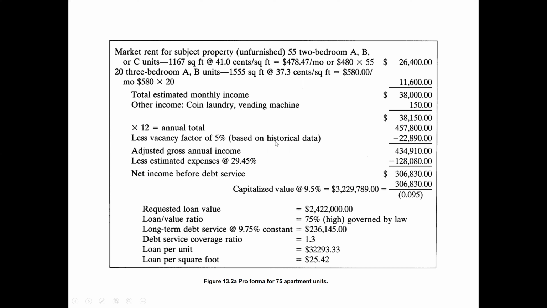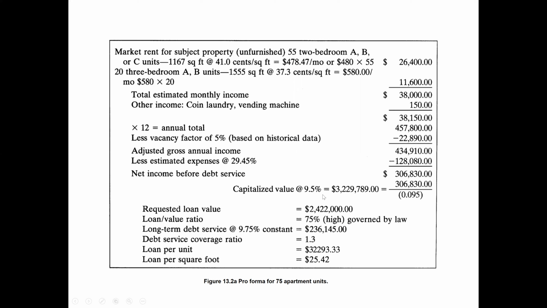Then they say less the vacancy factor of 5% based on historical data. Sometimes an apartment is vacant, or somebody has left and it will remain vacant for some days for renovation and things. So the 5% vacancy factor is 5% of 457,800, which equals 22,890. We subtract this, so the adjusted gross income becomes 434,910, and then less estimated expenses.